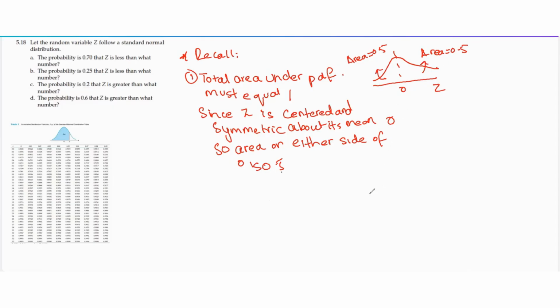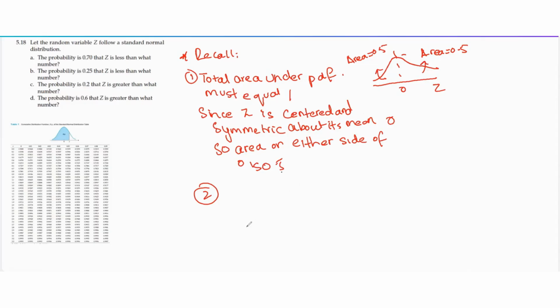So this is very important to keep in mind, right? Because the total area under the PDF is 1, and since the PDF of a standard normal random variable is centered and symmetric about its mean 0, the area on either side of 0 is 0.5. So probability z is less than 0 is 0.5, and probability z is greater than 0 is 0.5. That's the first thing to keep in mind.